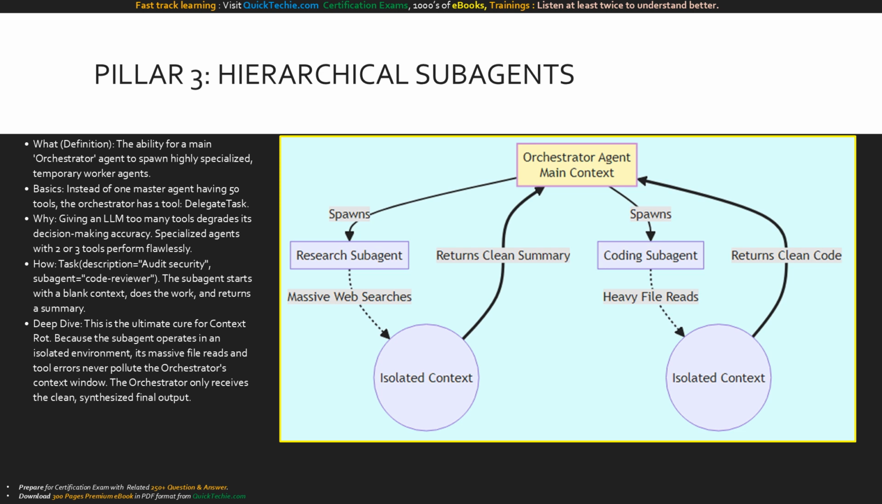Look at this hierarchical delegation flow. The orchestrator agent at the top maintains the main context. It spawns a research subagent and a coding subagent. Notice that both subagents drop into their own isolated contexts, represented by the circles. The subagents perform massive web searches and heavy file reads, absorbing all the token cost and noise. They then follow the bold arrows to return only the clean, synthesized summaries back to the orchestrator.